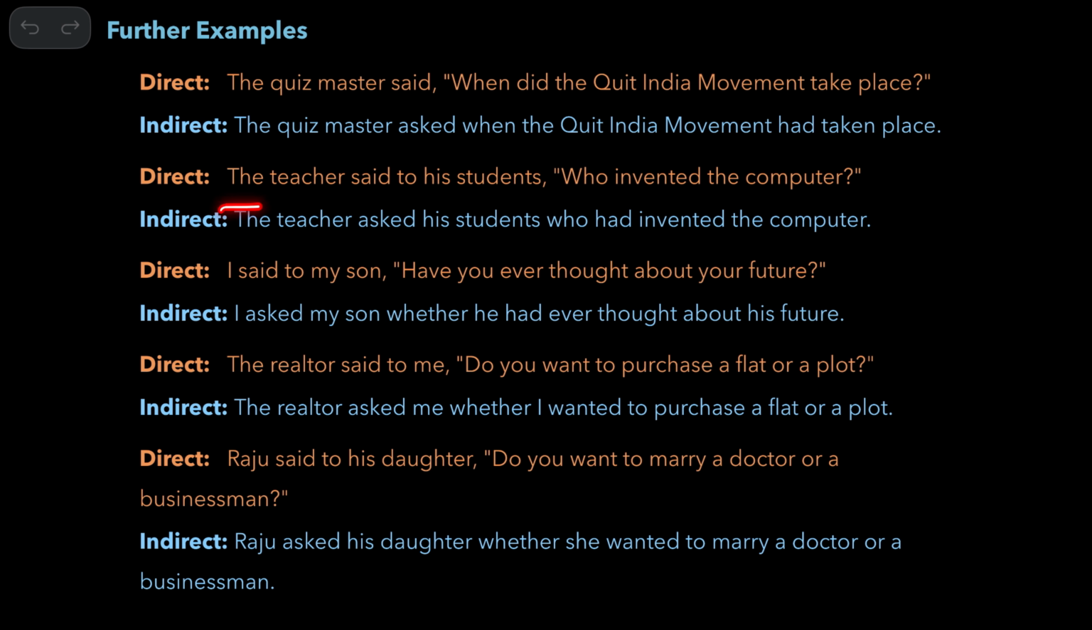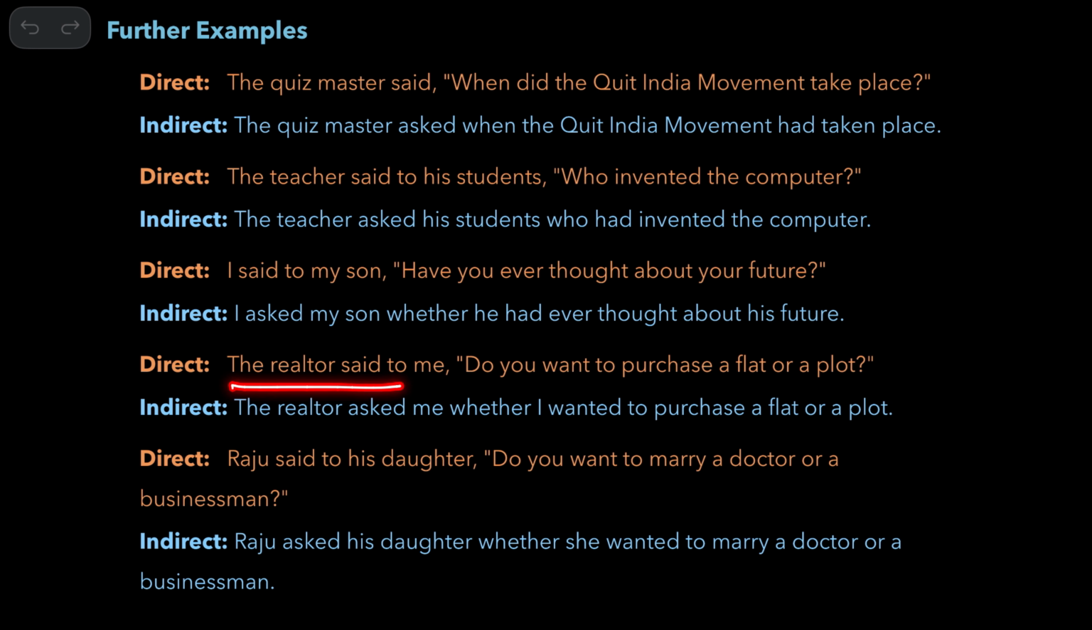The teacher said to his students, who invented the computer? The teacher asked his students who had invented the computer. I said to my son, have you ever thought about your future? Said to asked. Okay. Have you ever thought about your future? I asked my son whether he had ever thought about his future. So have changes to had. Your future to his future.